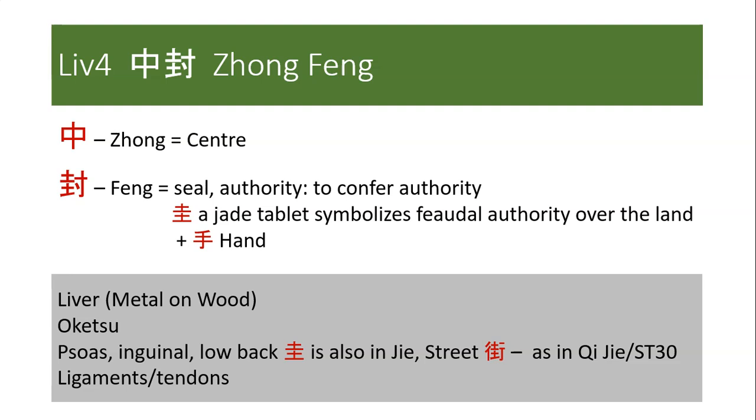The character, the Zhong Feng, the Feng, the seal, the authority, has this tablet, and this tablet, this authority, is the same as in the name of stomach 30, Qi Jie. You can see the same character between walking in the Jiao of Qi of stomach 30. So liver 4 is my main point for releasing the psoas or the inguinal, and also used for lower back because of that, when the psoas pulls the lower back.